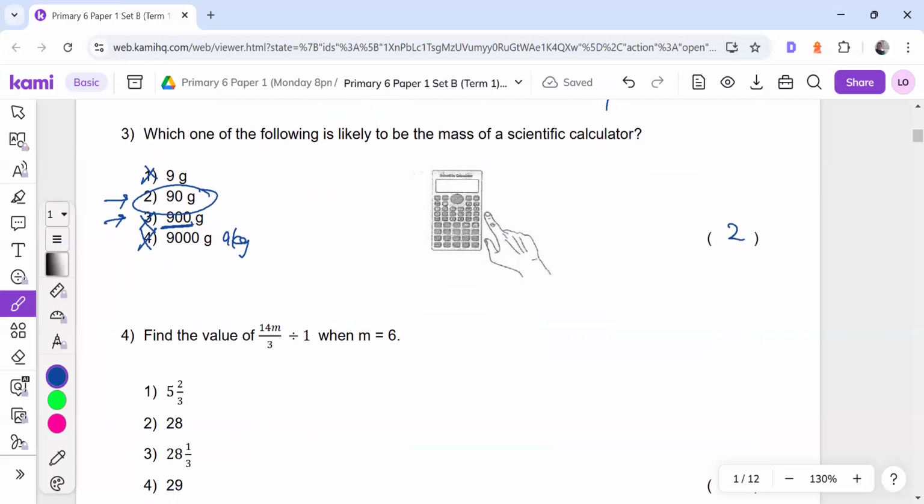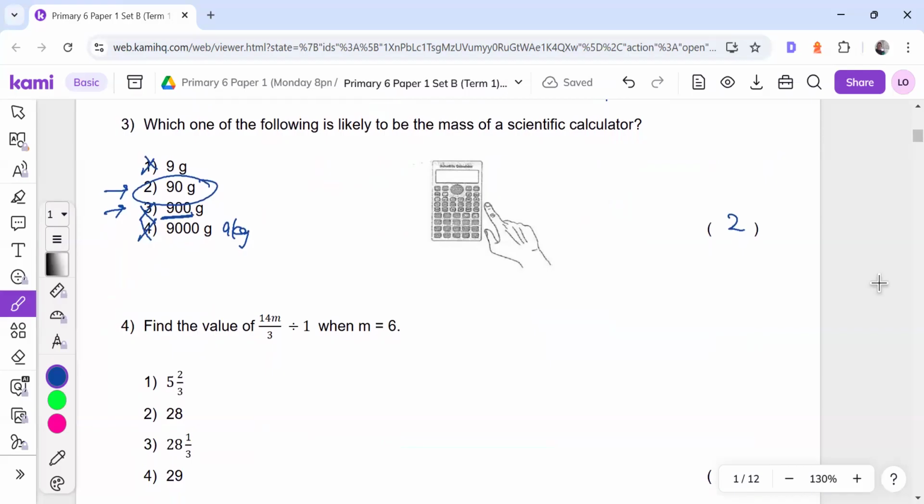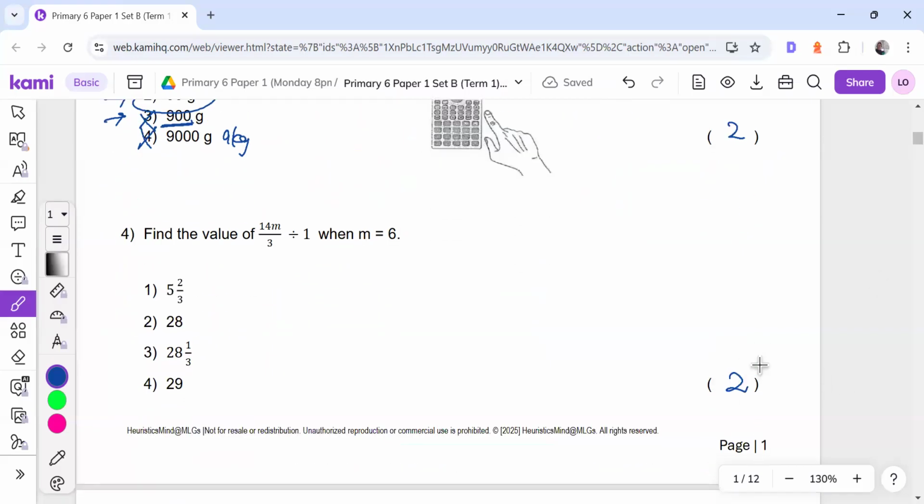Okay, question number 4, answer will be number 2. By the way, give yourself a tick if you get the answer correct. Give 1 mark. For those who get it wrong, it's because you broke up your steps. For those of you in my class, you never break up your steps. You write everything in one big step. If you break up your steps, you will forget to do some steps later. If you put everything together, you will not make careless mistakes.